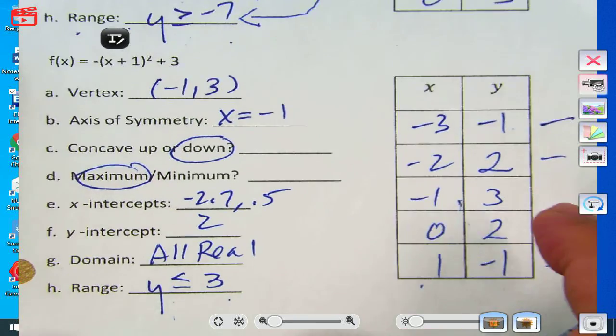So you take negative 1, positive 1, that's where you started? I started at the vertex. Negative 1, 3 is the vertex. And then I counted backwards to get the x values above and counted forwards to get the x values below. You do not distribute the 2, because of the exponent.